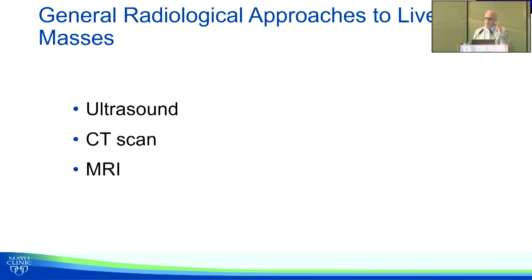Now, these are the general radiological approaches to liver masses. You have ultrasound. If you don't get an answer, you can consider CT scan or an MRI scan. Let's go first to ultrasound, and the first case is going to be ultrasound-based.